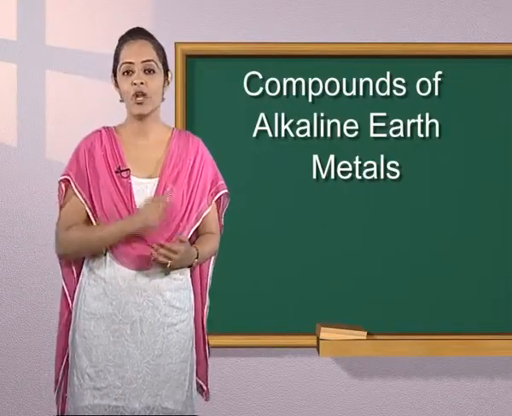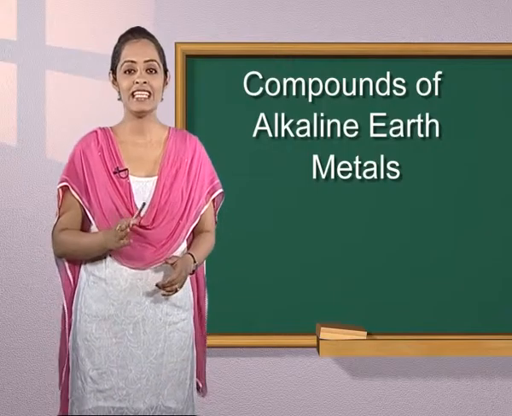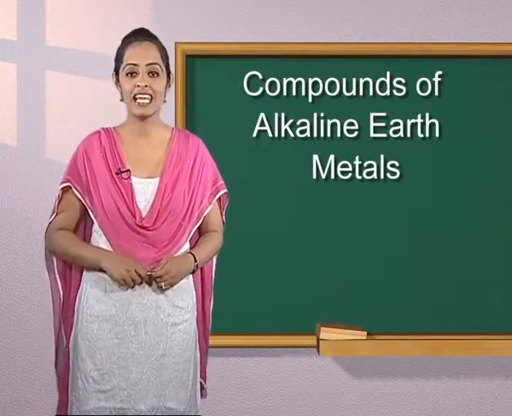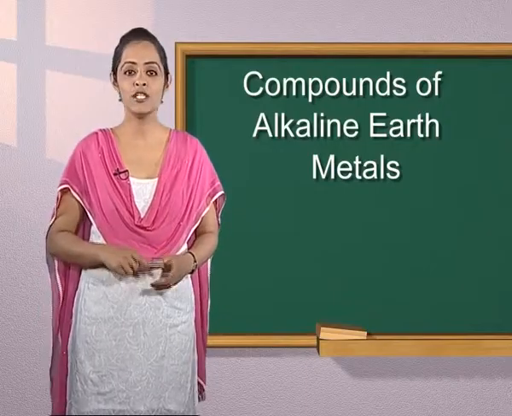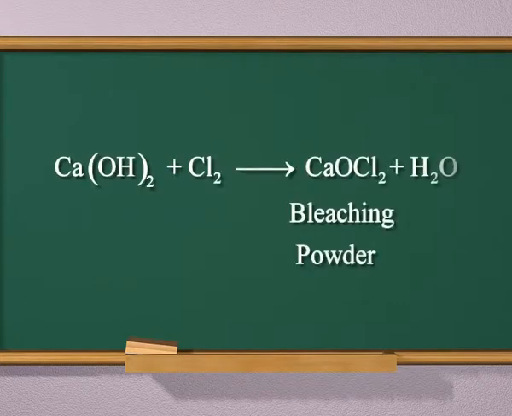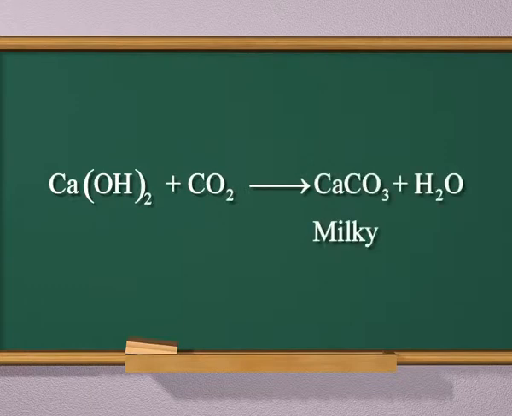Children, let us now learn about properties of slaked lime. It is a white amorphous solid sparingly soluble in water and its aqueous suspension is called milk of lime. When dry chlorine is passed through slaked lime, bleaching powder is formed. On passing carbon dioxide gas through lime water, the solution becomes milky due to formation of insoluble calcium carbonate.